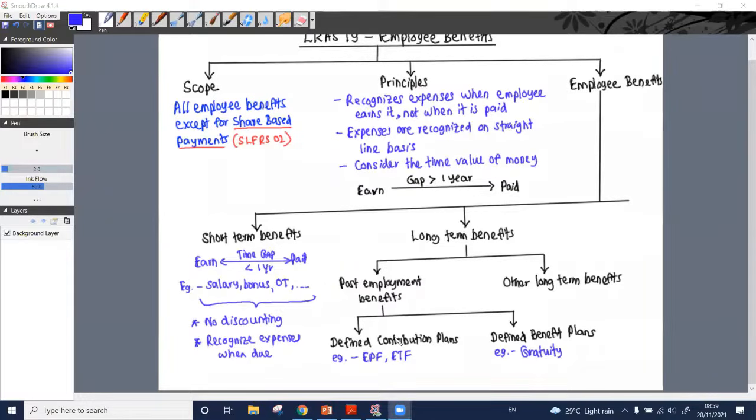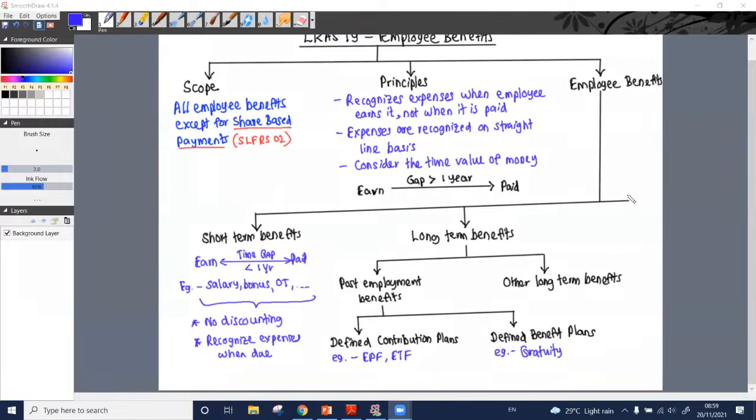And also, when it comes to defined contribution plans, we recognize expenses when they are due. For the month of April, if we need to pay EPF, we identify it as an EPF expense in the month of April. But in defined benefit plans, we should have an actuarial assumption. Gratuity accounting is done theoretically.